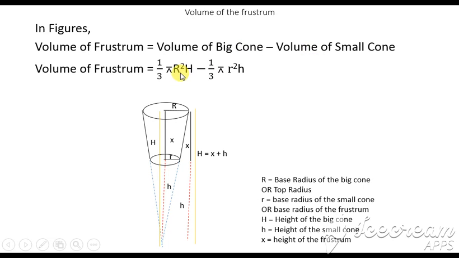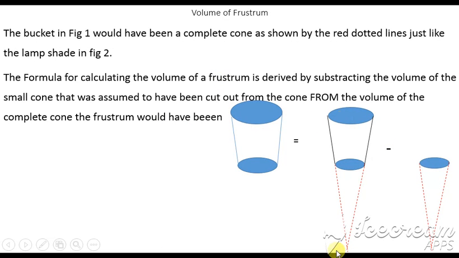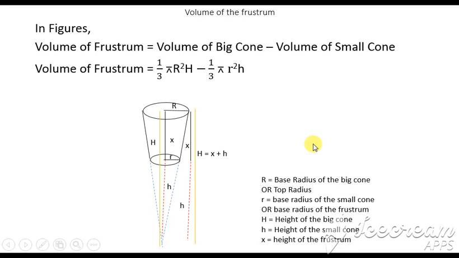But here there's a difference. The capital R that you are seeing here is the base radius of the big cone, and the capital H is the big height, the height of the whole cone. Don't forget, this is the whole cone from top to bottom. Here we are not talking about the height of the frustum. We are talking about the complete total height of the big cone. And the small r represents the base radius of the small cone that was assumed to have been cut out, and the small h represents its height.